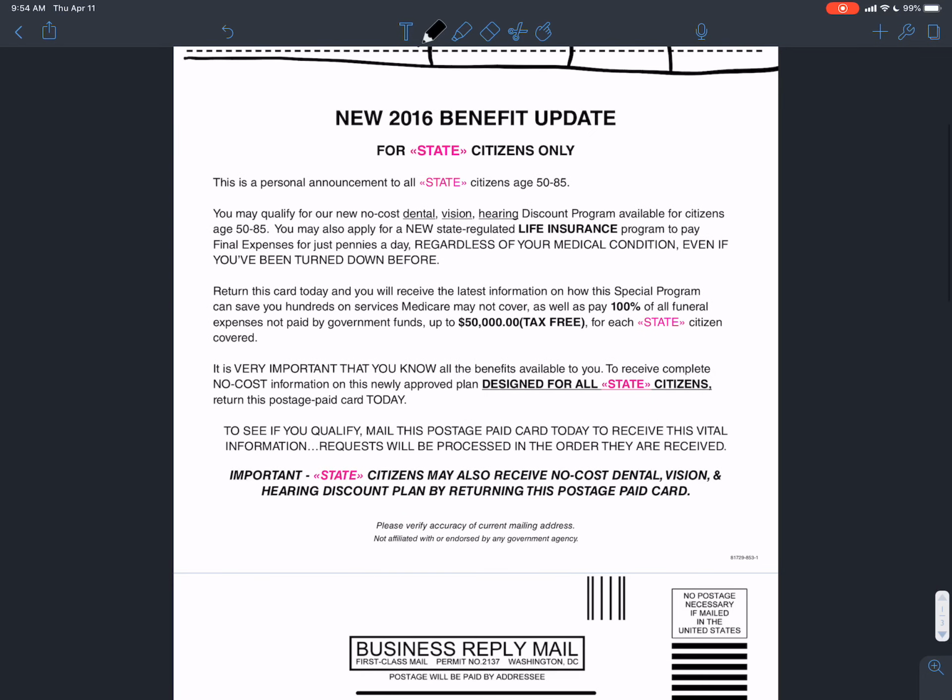Here's kind of what the lead body says. Not to say that the customers read it, but let's go through it again. It talks about the no-cost dental, vision, hearing. Talks about life insurance there. Talks about final expenses. Talks about it costing money here. Talks about it being in connection with your medical condition. Let's keep going. Special program saves you thousands on services Medicare may not cover. So we're still on the same line. Funeral expenses. Okay. Complete no cost today.